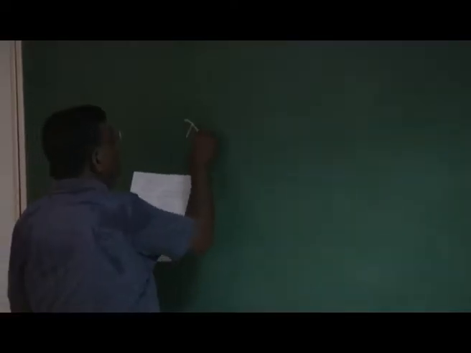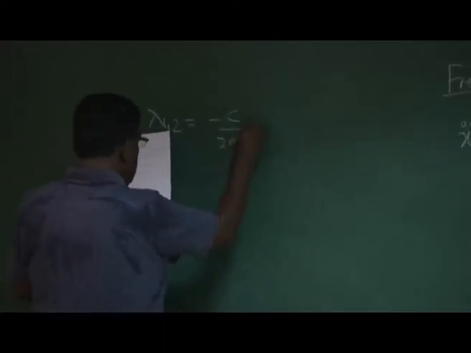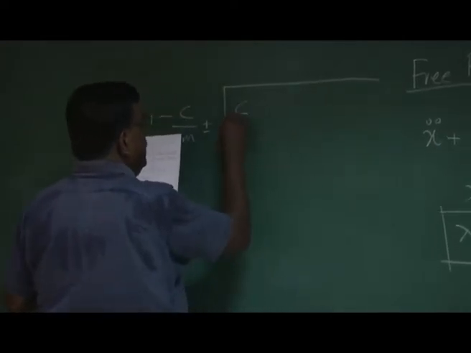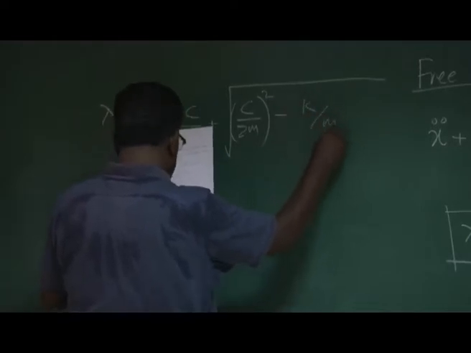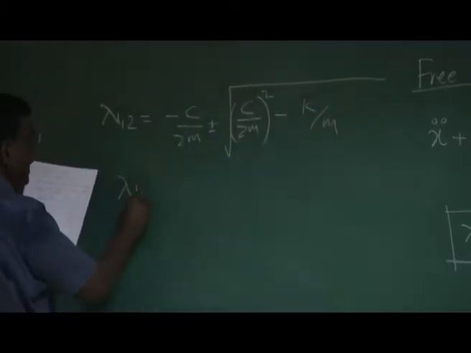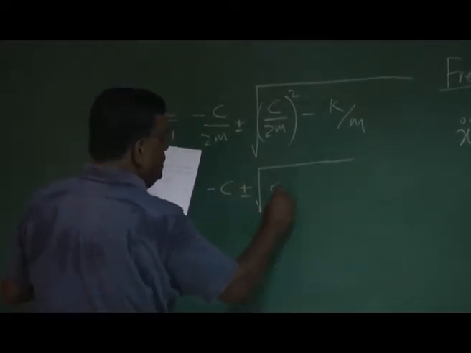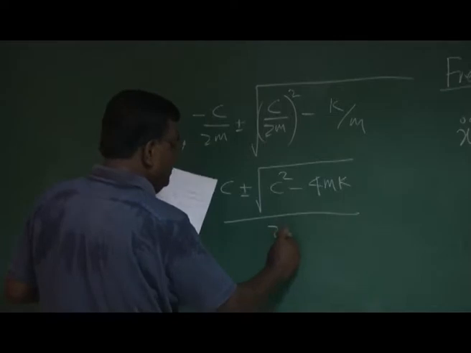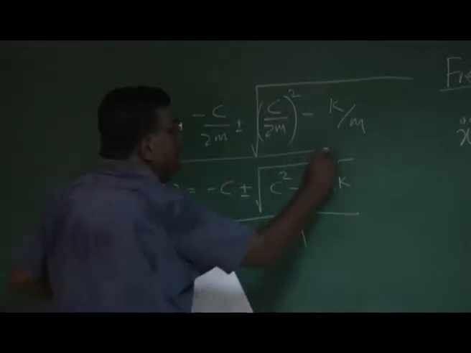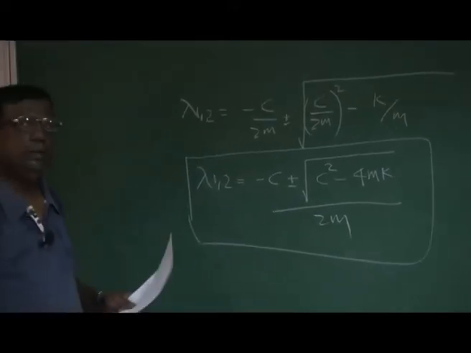You could easily find out, you have seen the roots as minus c by 2m plus minus under root (c by 2m) square minus k by m, which equivalently I can write lambda 1, 2 as minus c plus minus under root c square minus 4mk by 2m. They are equivalent. I will be using this form because I will be able to extract some important understanding from here. Okay? Now see the interesting thing.